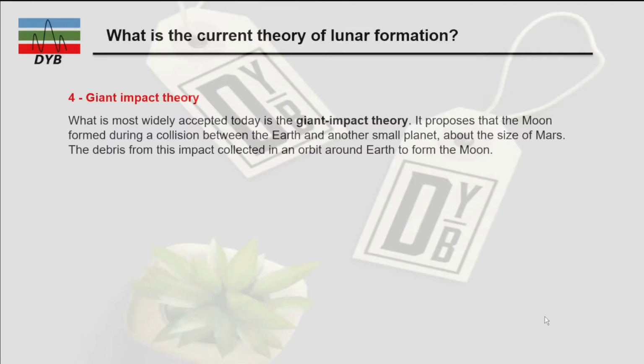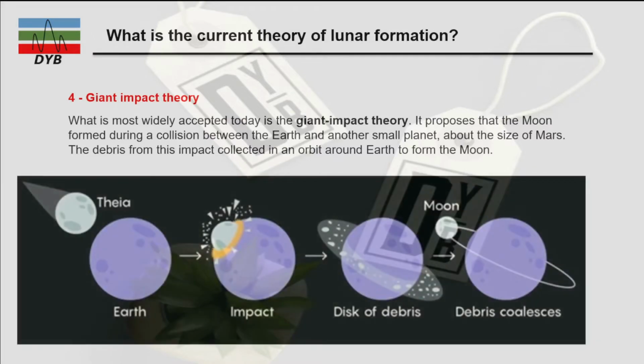And the fourth theory is the giant impact theory. It is the most widely accepted theory today. It proposes that the moon formed during a collision between the earth and another small planet about the same size as Mars. When it hit the surface of the earth, the debris came out and formed a disk of debris.